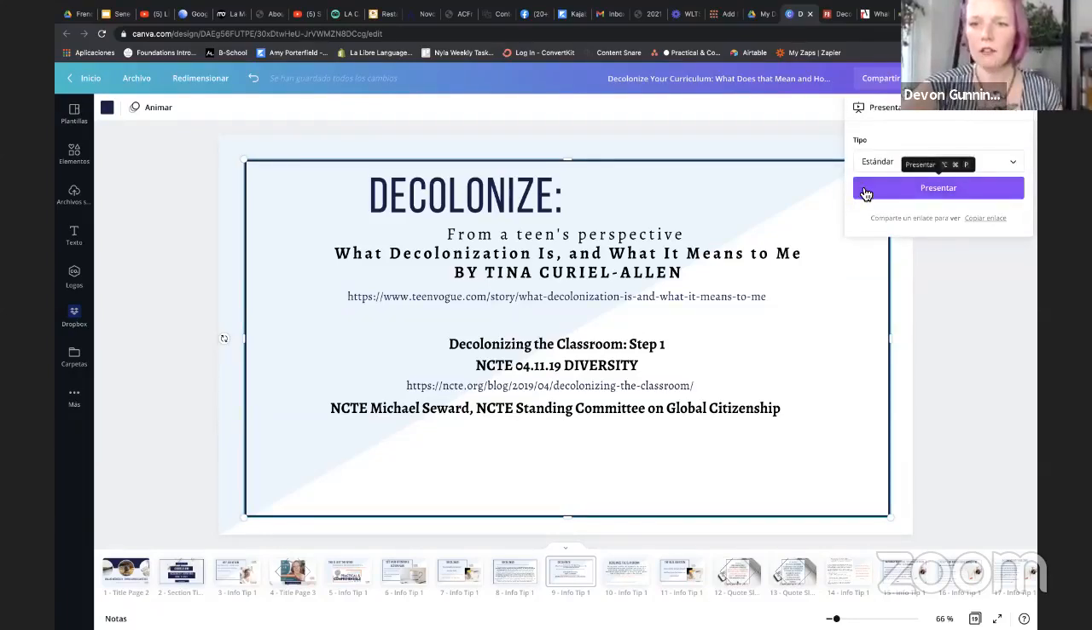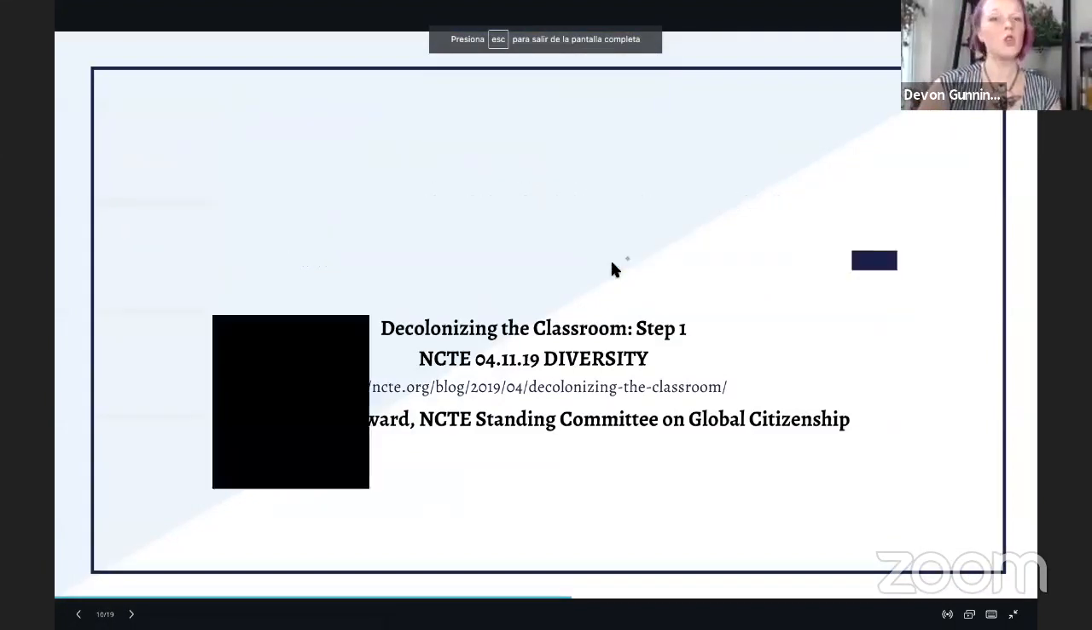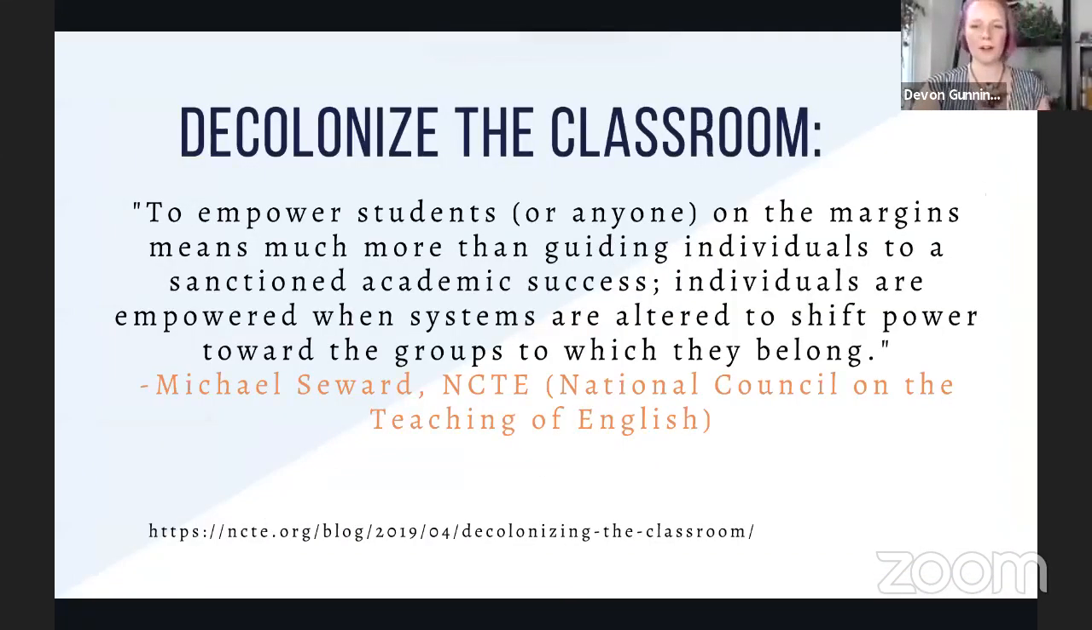Okay, so now that we have an idea of starting to think of what this means, let's take a look at how we can use this knowledge to our benefit, become better teachers for it, serve our students better. So, with decolonizing the classroom, another important quote that I pulled out from this article here is that to empower students or anyone on the margins means much more than guiding individuals to a sanctioned academic success. Individuals are empowered when systems are altered to shift power toward the groups to which they belong.